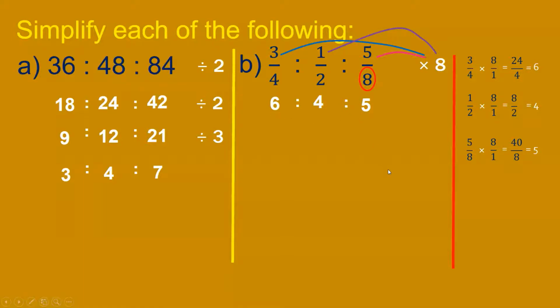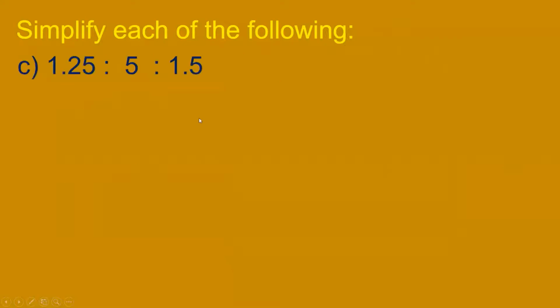Let's have another example. C, 1.25 to 5 to 1.5. Now we have decimals. Okay, so let's look at the first term. How many digits after the decimal? We have 2 digits after the decimal. And in the third term, we have 1 digit after the decimal. So let's multiply by 100, because in the first term we have 2 digits after the decimal. So we will multiply the 3 terms by 100.